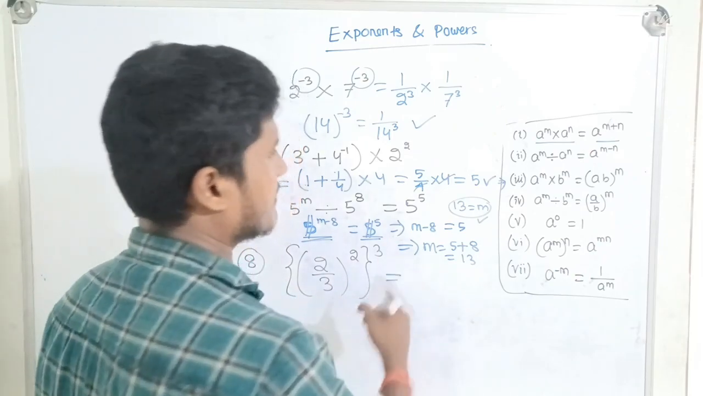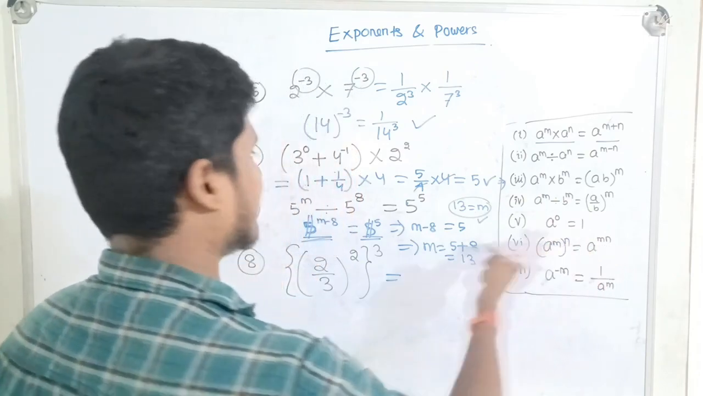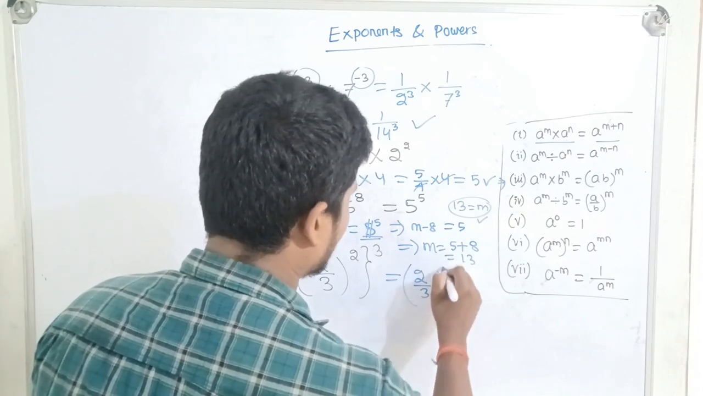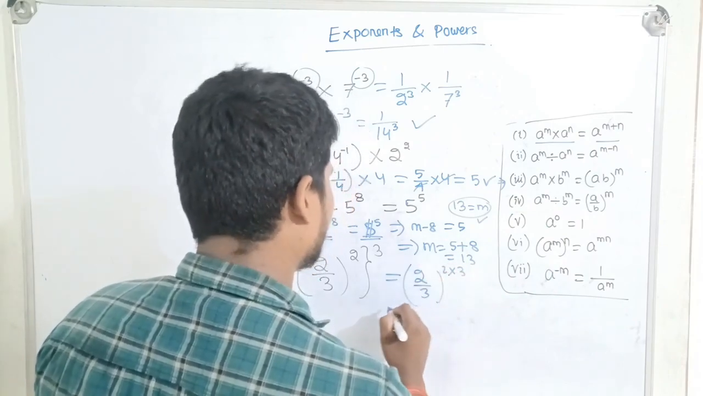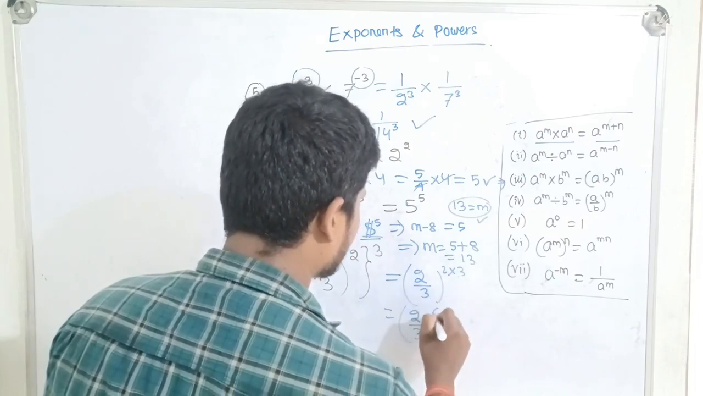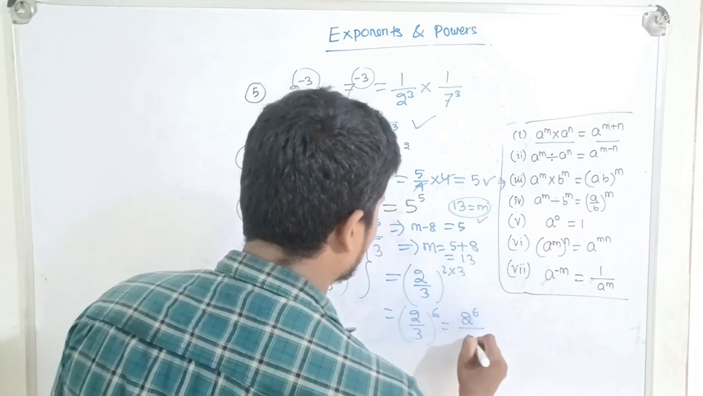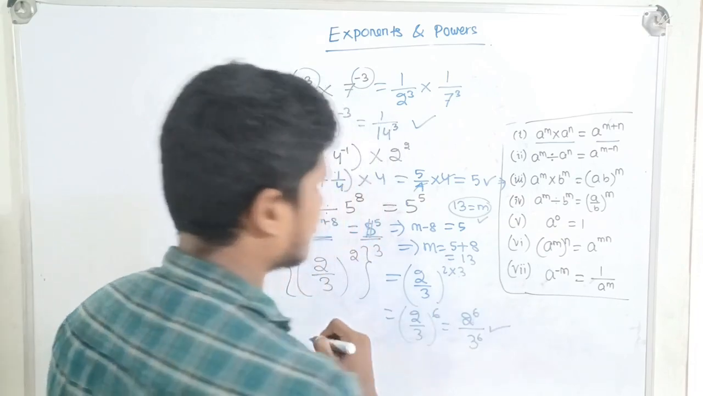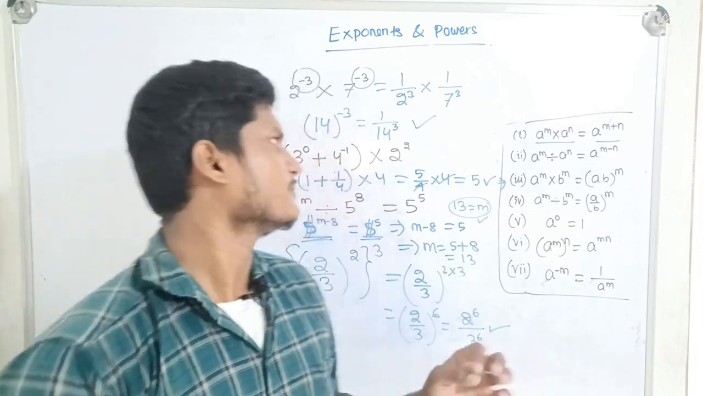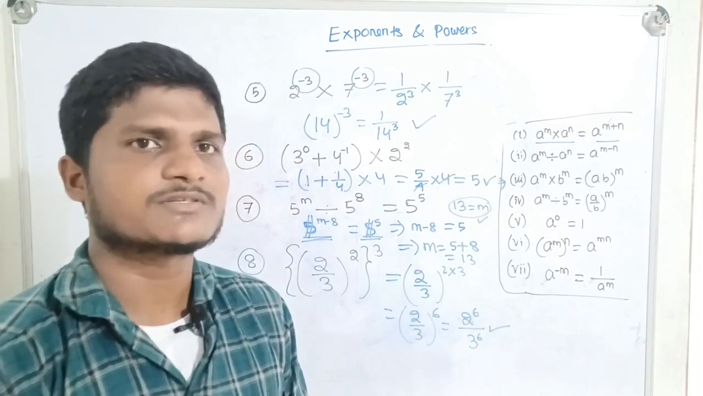Whenever powers are in this type, just multiply their powers. 2 to the power 3, all to the power 2: 2 by 3 is 6. That means you can write it as 2 to the power 6 by 3 to the power 6. This is your answer. We are going to more questions of this type. Okay, let's move on to the next question.